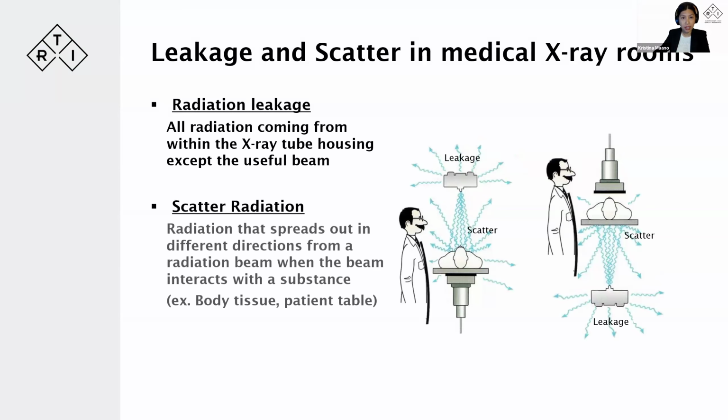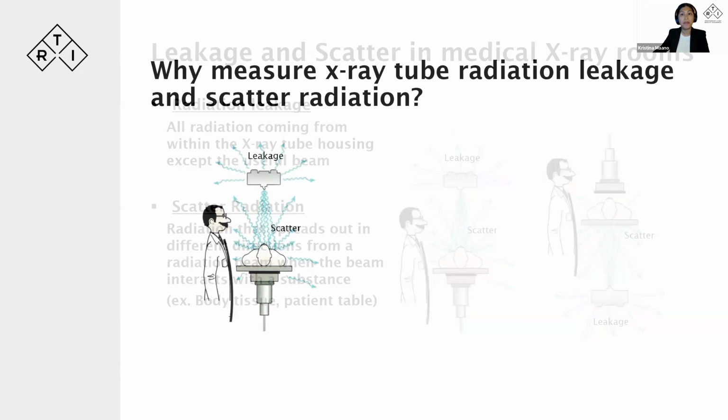And how about scatter now? Scatter radiation is different from the leakage radiation. Scatter radiation originates from the patient's body after the primary X-ray beam interacts with the substance. Now, a substance can either be the patient's body or the imaging table. And in a typical diagnostic imaging procedure, both types of stray radiation are present.